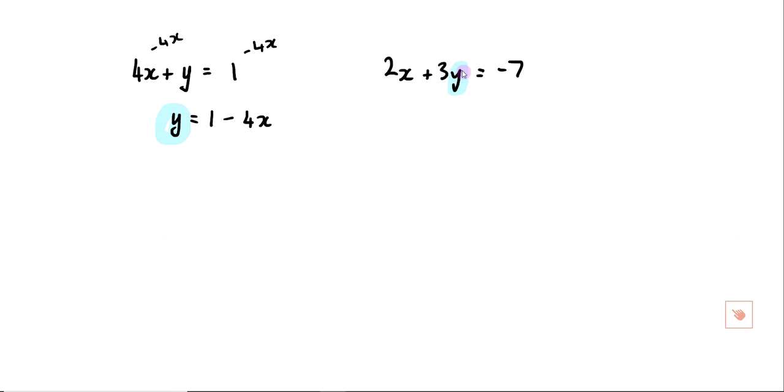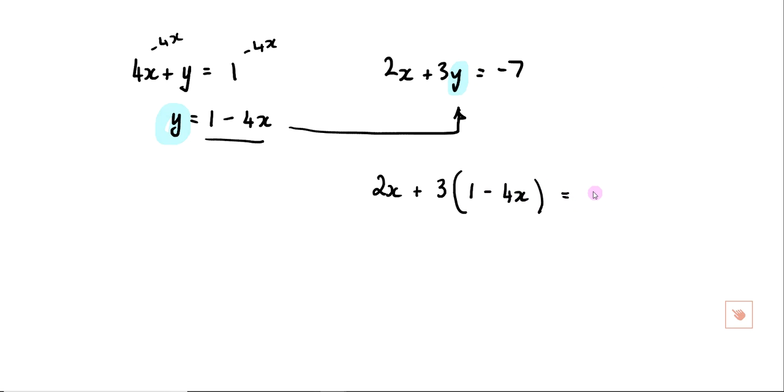Over here, look. So I'm going to substitute the thing that I've just worked out for this. I'm going to replace it. So this here is going to go in instead of that y. So I'm going to rewrite this one as 2x plus 3 times (1 minus 4x) equals negative 7. Okay?